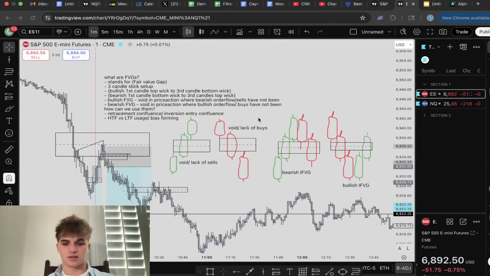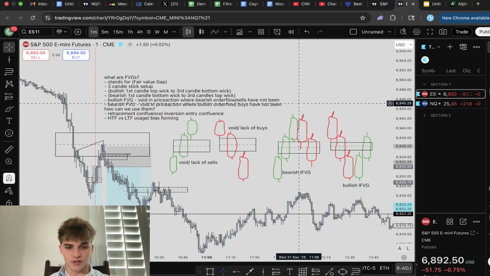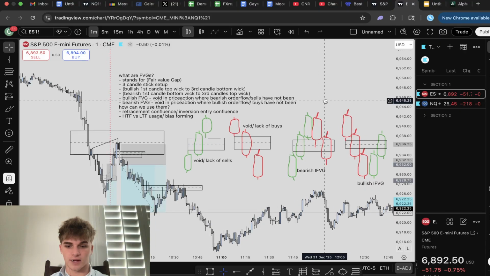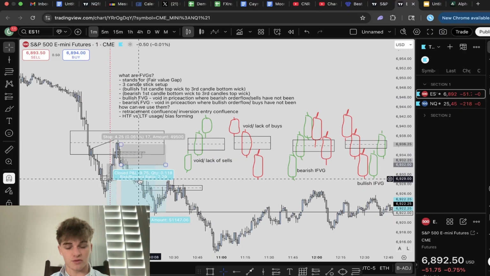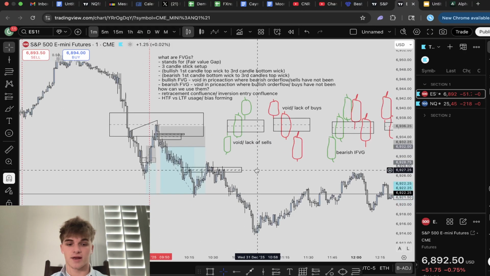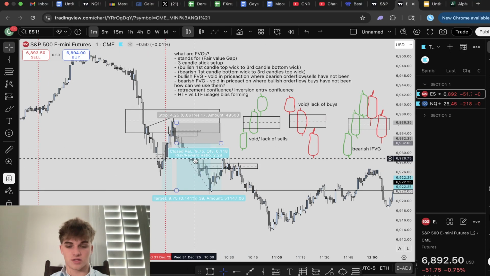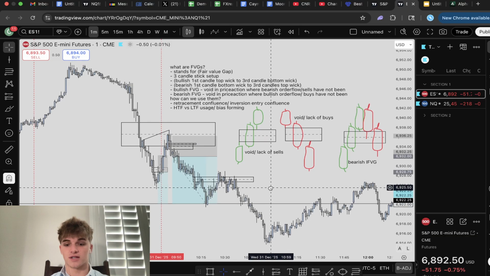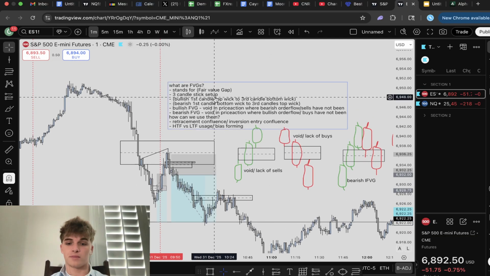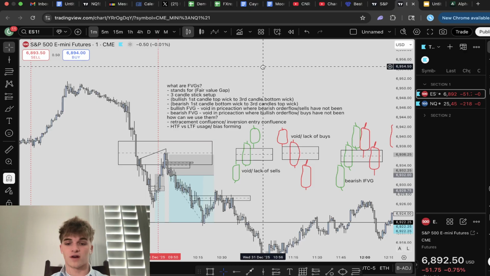All right, fellas. I know this looks like a lot, but again, this example of this trade makes a lot of usage of fair value gaps, so it's going to be a good example for us to use. But first, what are fair value gaps? FVG stands for fair value gap.